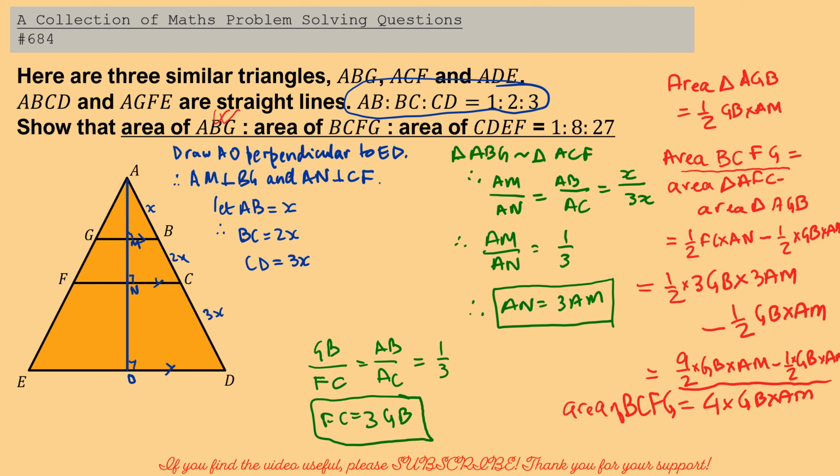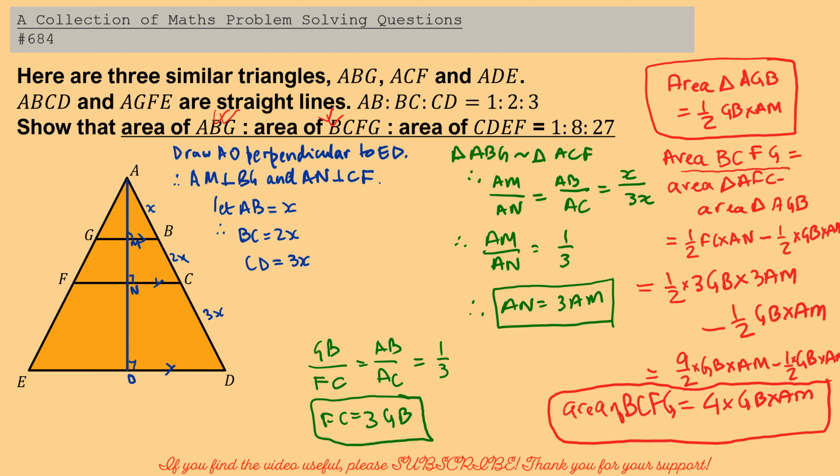This is another thing we have found, the next one. So we know the area of BCFG, so that's done as well. And we know the area of AGB. So now we have to find the area of the other trapezium. Now see, in a similar way we can find it out.